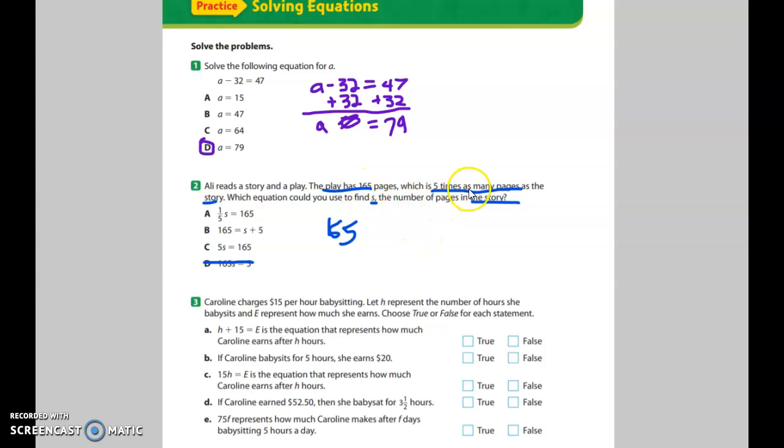All right, and then it says 5 times as many pages. So we know there should be a 5. Oh, did not circle the right thing there. We know that there should be a 5 attached to our variable. And if I say 5 times something, what does 5 times mean? Am I adding? Am I subtracting? Am I multiplying? Am I dividing? 5 times means multiply. So we know that 5 is being multiplied by our variable. So we know it can't be addition, and we know it's not division. So our answer is C.